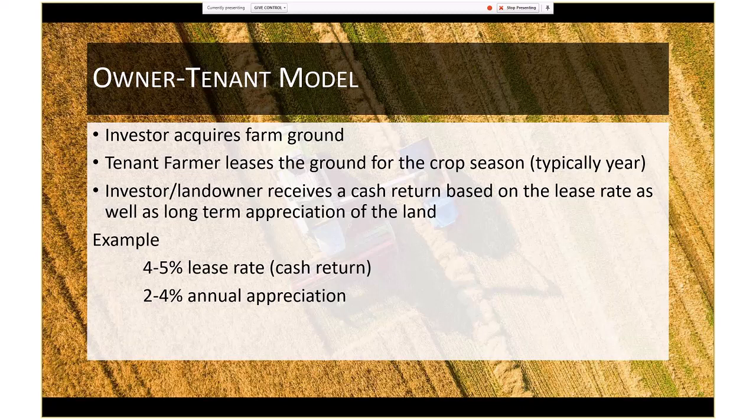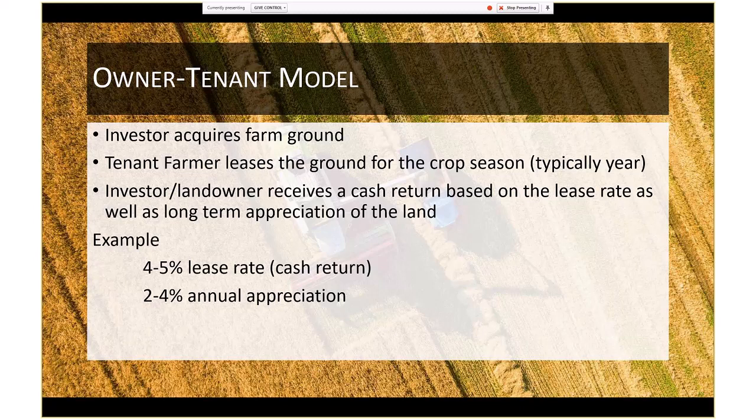So an example of this would be a 4 to 5% lease rate, and that essentially would be the cash return. And then you would have annual appreciation of, I'm going to say, 2 to 4%. And we'll talk some more about the annual appreciation figures because there are some important things I would like you guys to be aware of, just to make you more educated investors in the market as people talk about farmland appreciation.